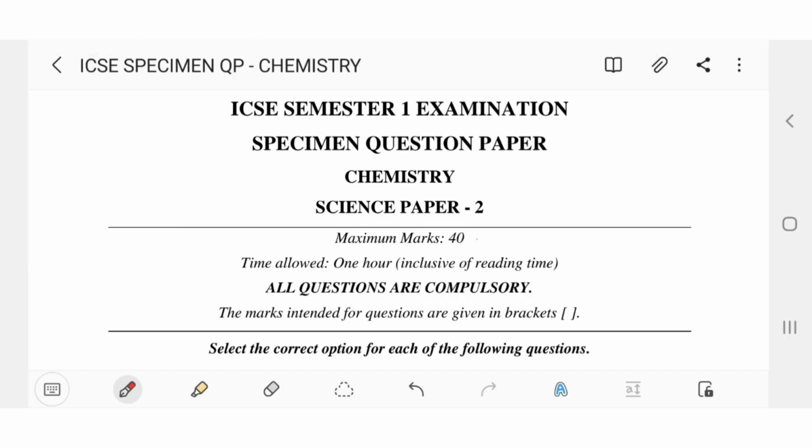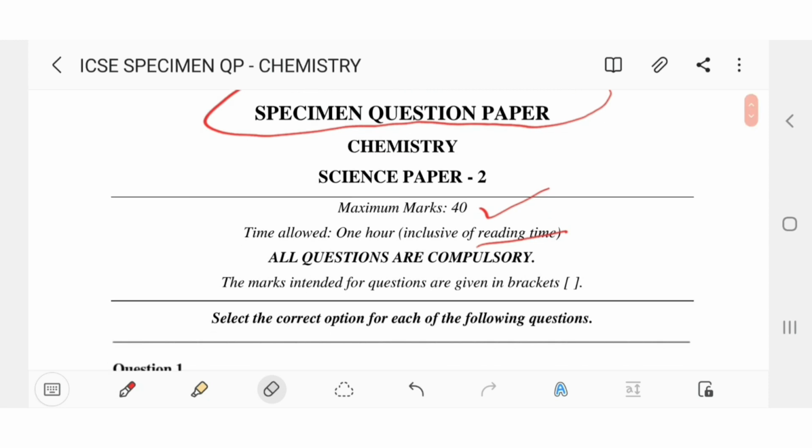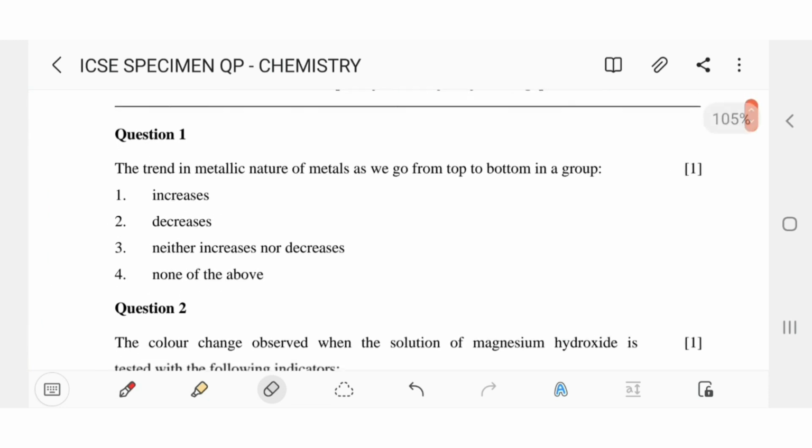In this video, I'm going to solve the sample paper of ICSE class 10th chemistry first term exam, which is going to be taken in November and is in MCQ form. So let us begin. The maximum marks is 40 and the time allowed is 1 hour, and all the questions are compulsory. Now, starting with question number 1.